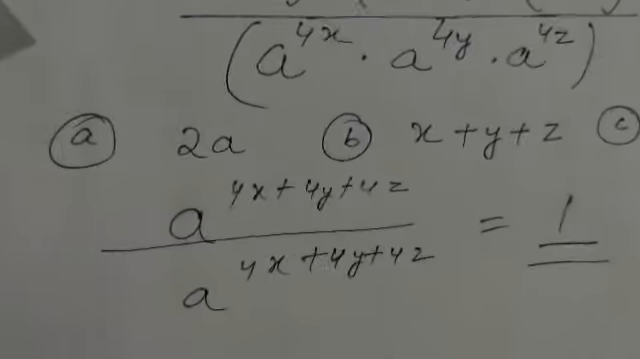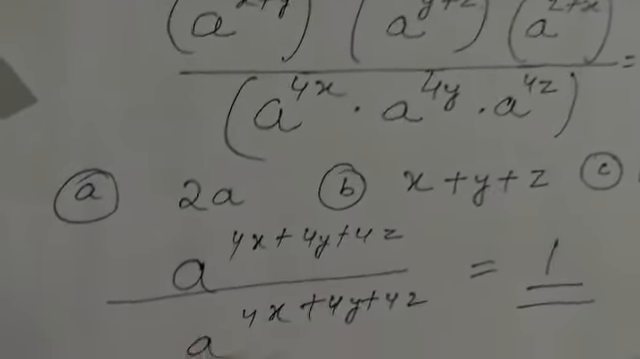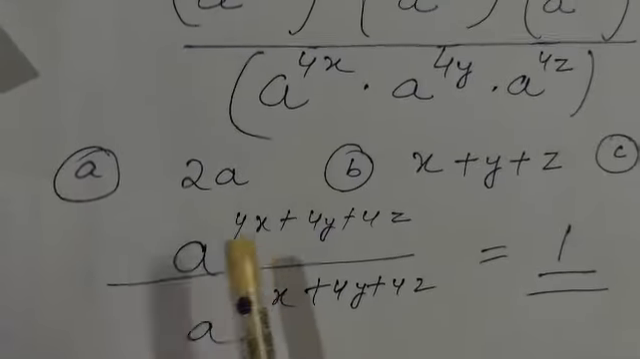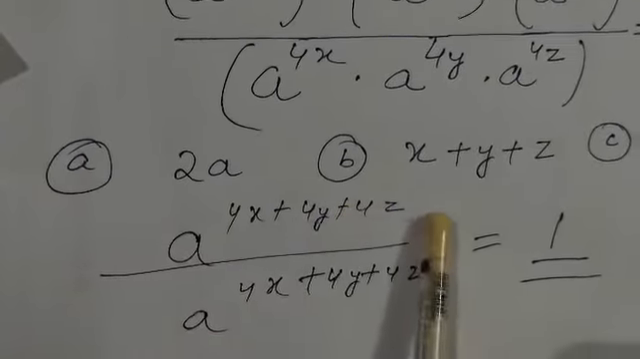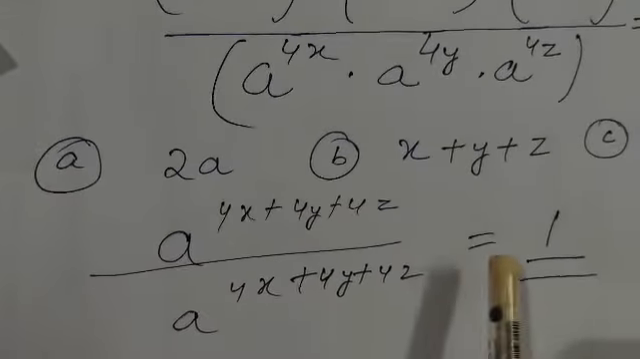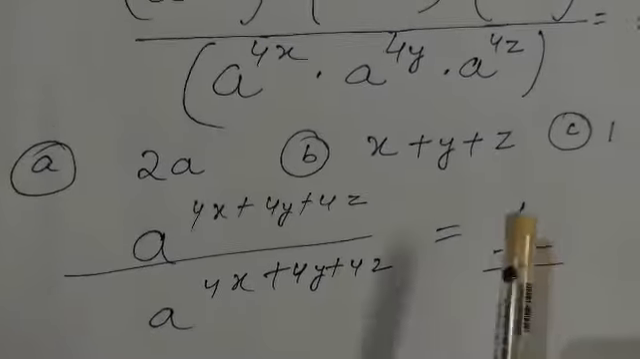When you calculate it, 2x and 2x is 4x in the numerator, so it will come a to the power 4x plus 4y plus 4z upon a to the power 4x plus 4y plus 4z, which equals 1.